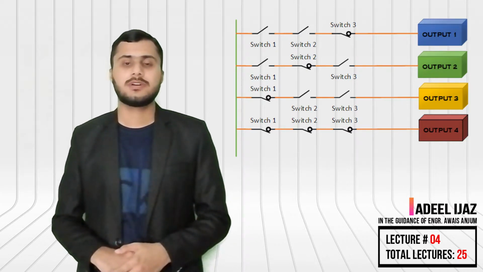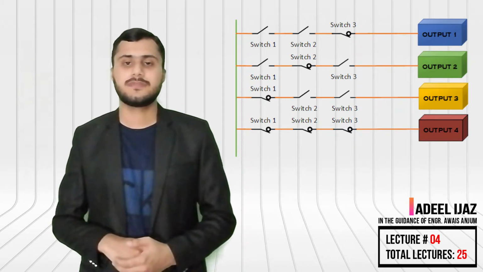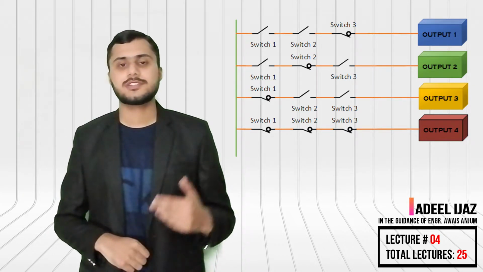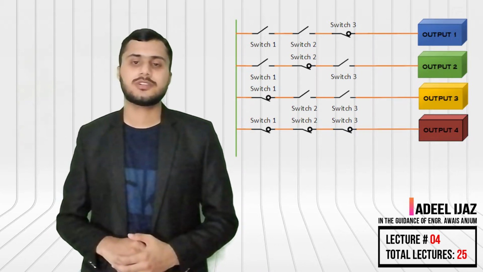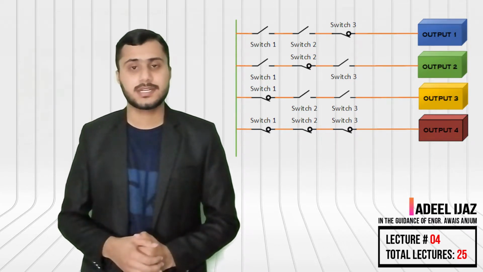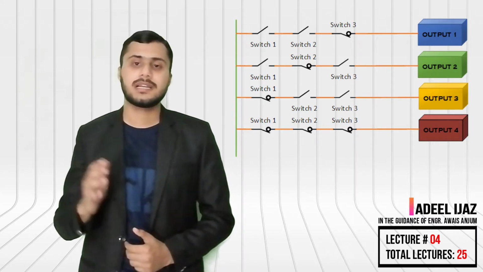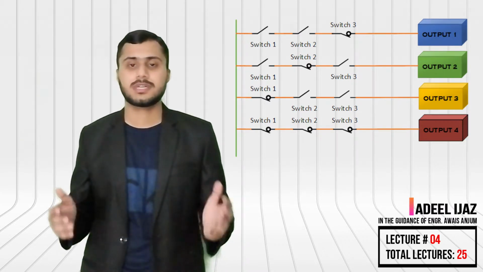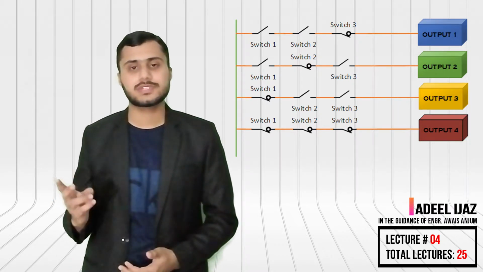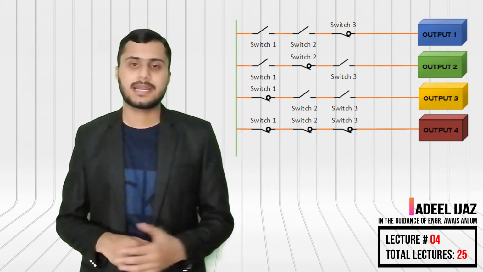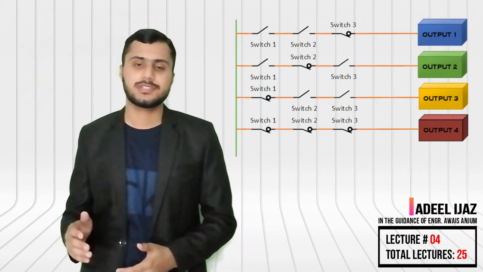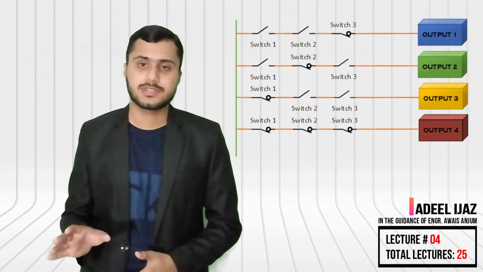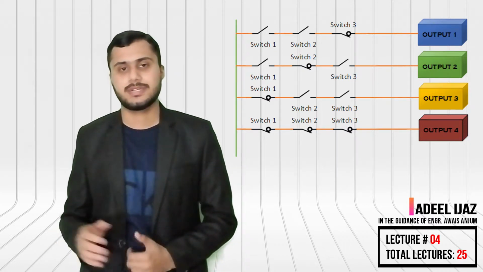For this program, we have 4 conditions. The first condition is that if the first 2 switches are on, then Y0 will be activated. The second condition is if the first and last switch are on, then Y1 will be activated. According to the third condition, if the last 2 switches are on, then Y2 will be activated. And the last condition is that if all the switches are off, then Y3 will be activated.